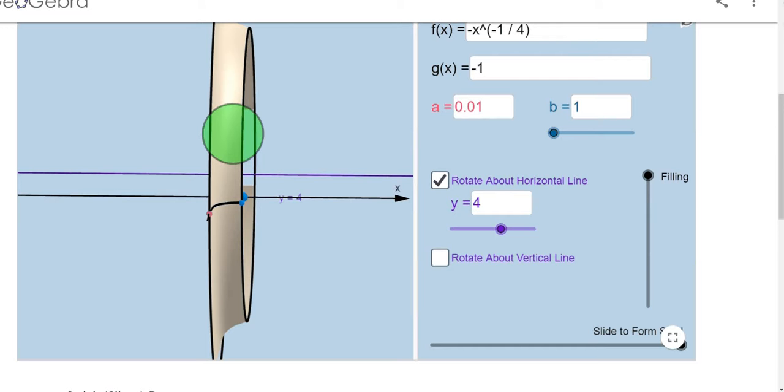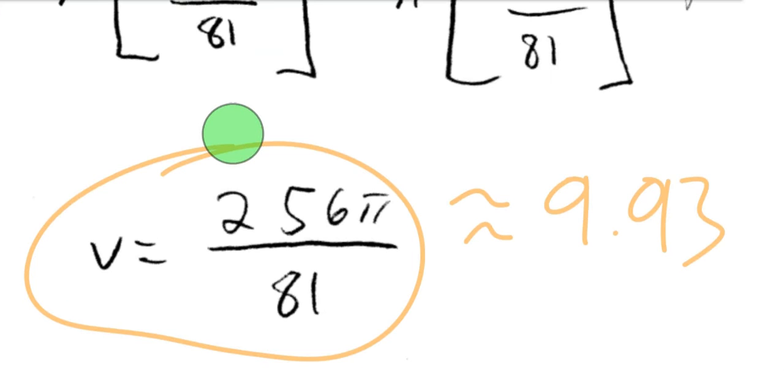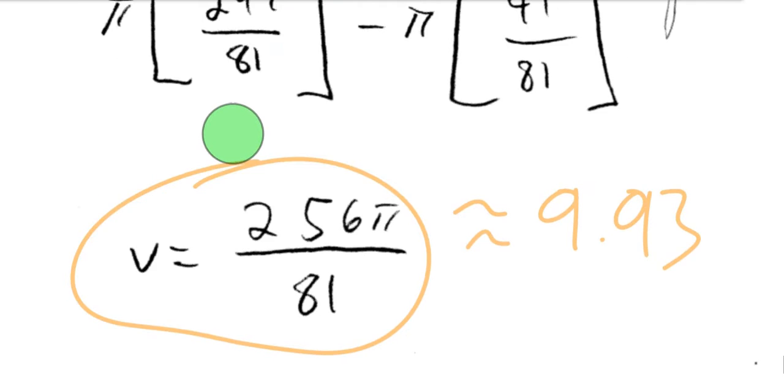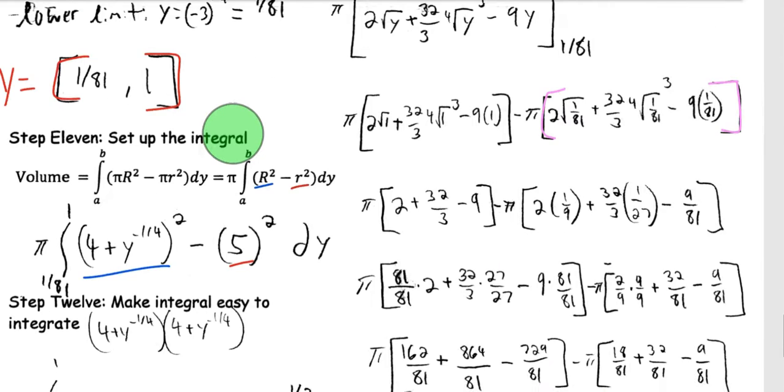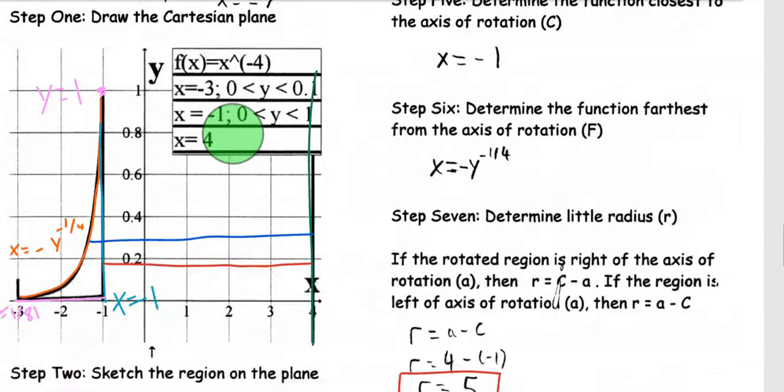So that's how the washer method works. Again, it's just pi big R squared minus pi little r squared, because there's a gap between your region and your axis of rotation. If you have any other questions about this example, let me know.